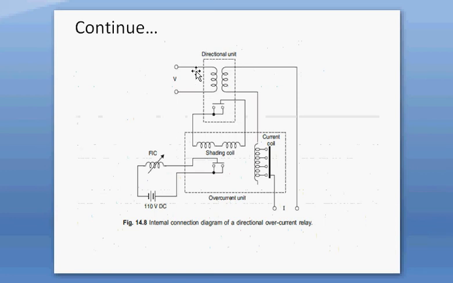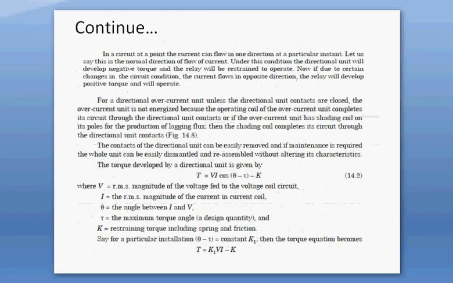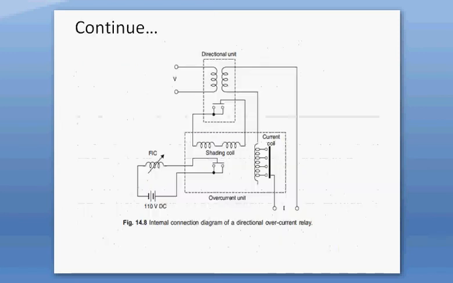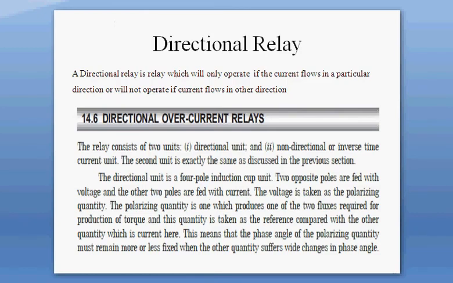This directional unit is basically a 4-pole induction cup unit, in which two poles are fed with voltage and the other two poles are fed with current. Voltage here is considered as the polarizing quantity. What is the polarizing quantity? It is the quantity which will produce one of the two fluxes required for the production of torque, that we have already seen in our previous semester. That is the expression for torque production in induction relays. This polarizing quantity is taken as reference.